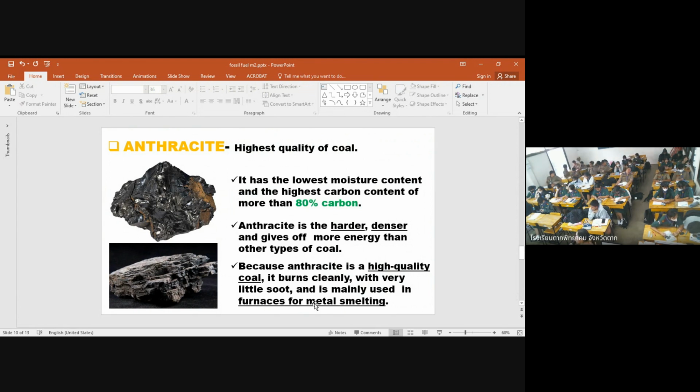These two are examples of your anthracite. Again, we have the lowest moisture and the higher carbon content, of course 80% of carbon. So that is your anthracite.